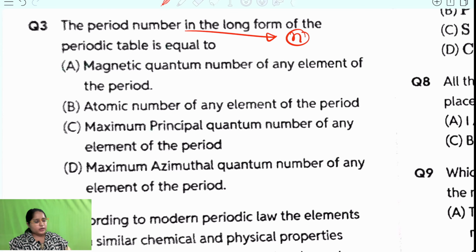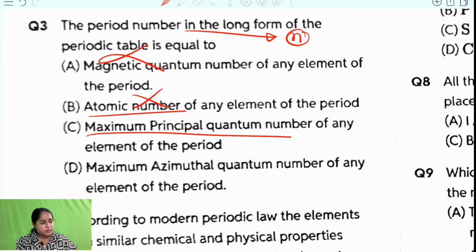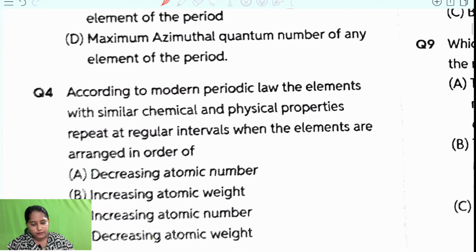Okay. So what is the option? Magnetic quantum number, atomic number? No, no, no, no. Maximum principal quantum number? Yes. The period number is equal to the maximum principal quantum number of any element in the period. C option. Question number 4.